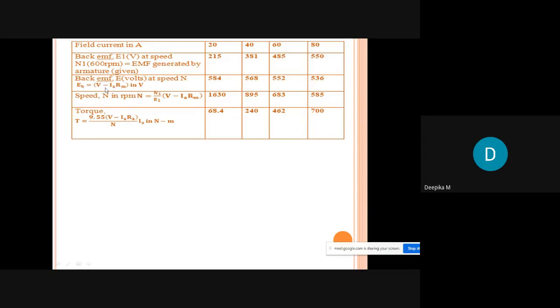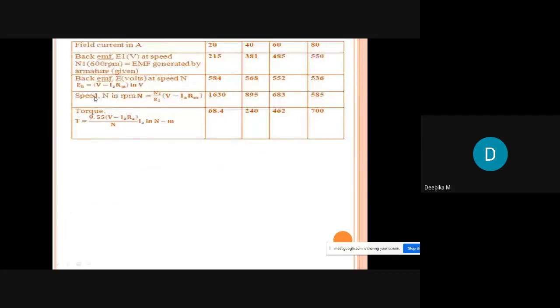So back EMF is nothing but what? V minus Ia into Rm, correct? Next, again, what is V? V is nothing but 600 volts, correct? So you can see here, V is nothing but 600 volts. Then Ia is nothing but 20 ampere, because in the series motor, field current is the same as the armature current. Hence, it is again 20, and motor resistance is 0.8 ohm. So therefore, V minus Ia Ra, that is 600 minus 20 into 0.8, which is nothing but 584.